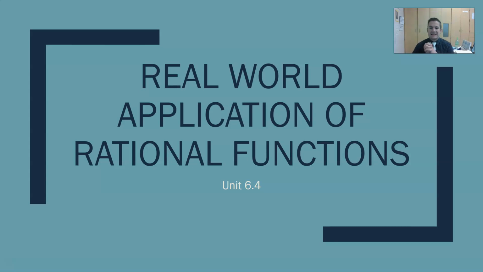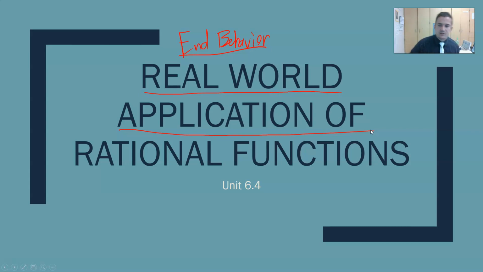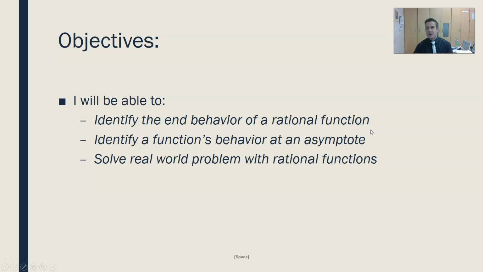So today, in 6.4, we're going to talk about end behavior. This is the one part of rational graphs that we haven't quite covered yet. We're going to talk about end behavior of rational functions. And we're also going to talk about some real-world applications of rational functions. We're going to take a look at some actual real-world rational equations, some situations that can be modeled with rational equations, and how we would go about solving a problem like that. So this is what to expect in this unit.